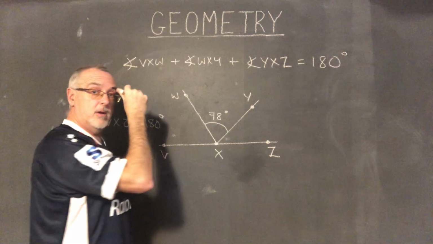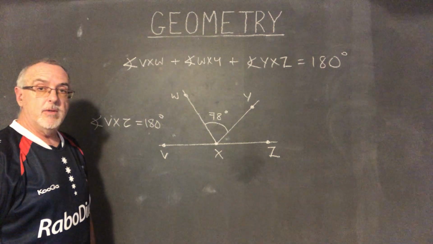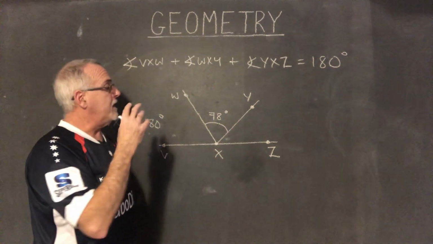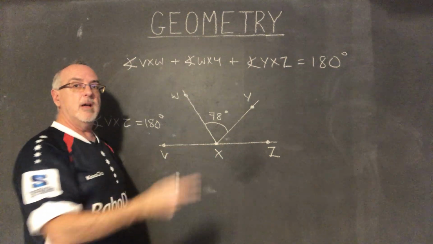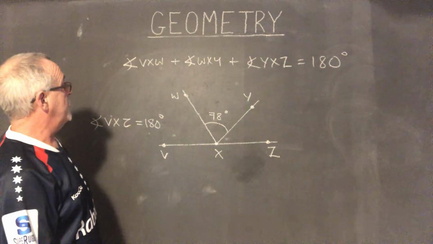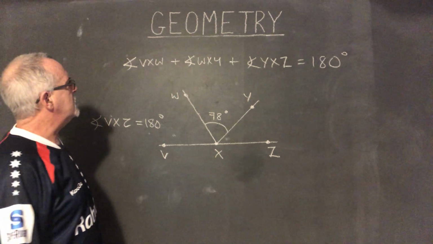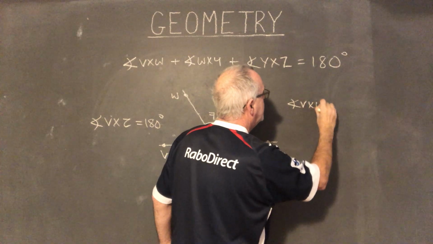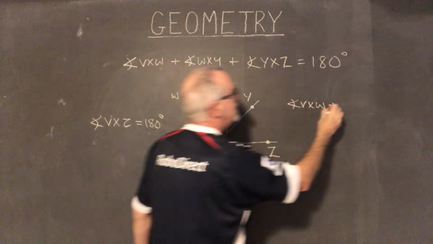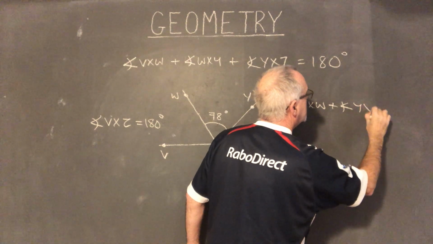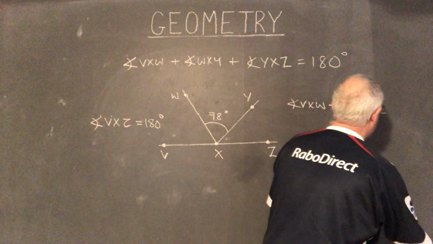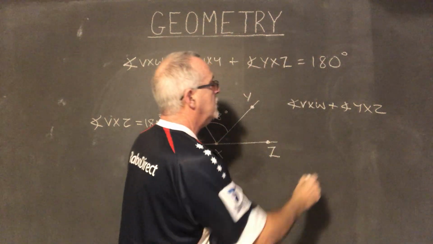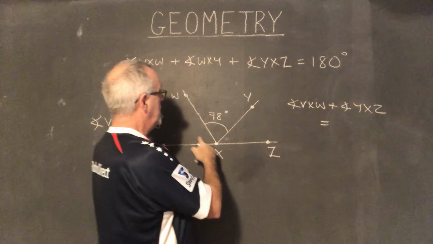Can I figure out what the measures of the other two are? No, because they have two unknowns. I know that the total of the measure of these two unknown angles has to be 102. So therefore I can say another thing. I can say angle VXW plus angle YXZ. That's messy, so let me fix that angle symbol. Good enough. Okay, those two have to be equal to 102 degrees.